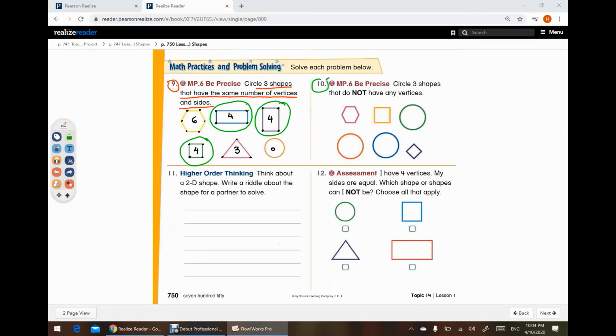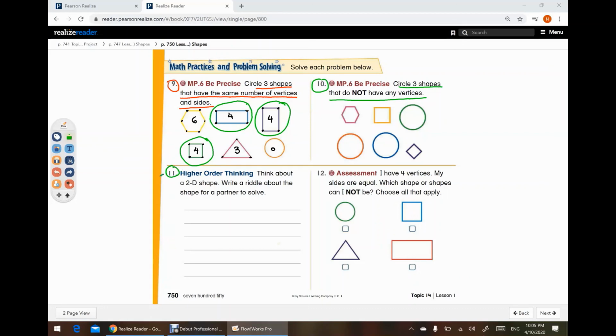The question number 10, circle 3 shapes that do not have any vertices. Now you can do this. Which shape has 0 vertices over here? Circle that.